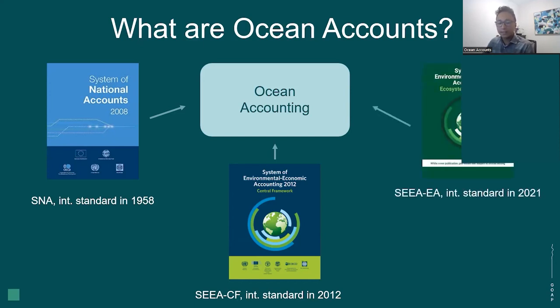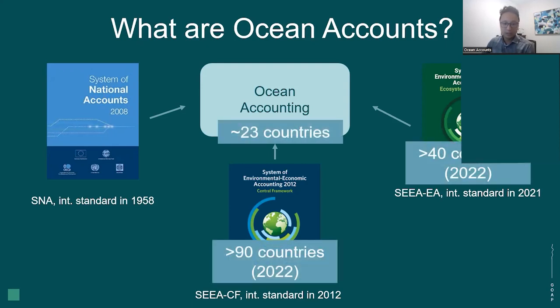And more recently, we have ecosystem accounting. And this takes a spatial approach and looks at ecosystems as a whole and the services they provide. So ecosystem services. And we take these three standards and we take aspects and provide guidance for how we do that kind of accounting for the ocean. The SEEA Central Framework has over 90 countries that have implemented the standard. The ecosystem accounting is a relatively newer standard, only just over 40 countries. And in terms of countries for the ocean specifically, roughly 23 countries.